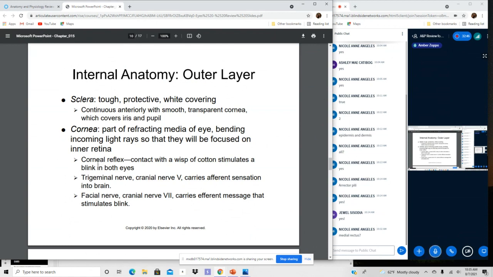The corneal reflex can be stimulated by contacting a wisp of cotton, and it causes us to blink. The trigeminal nerve, cranial nerve 5, carries afferent sensation into the brain. So it's carrying, afferent means away, it's carrying information away from the brain. The facial nerve, also known as cranial nerve 7, carries efferent messages that stimulate us to blink. And efferent means it enters, so it's nerve information that's going into the brain.